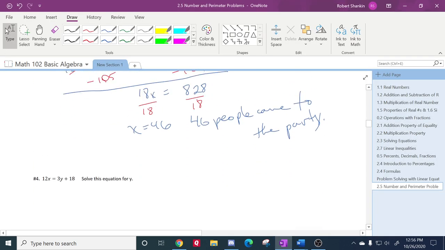Let's go to number 4. Solve that equation for y. 30 seconds more.